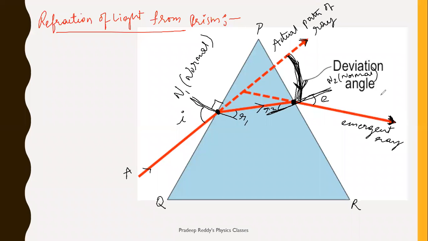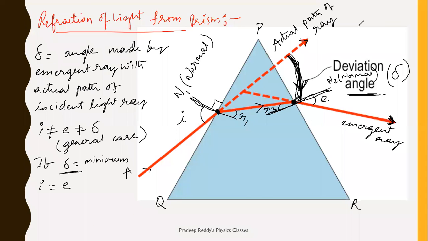This angle is nothing but the angle of deviation, usually denoted with delta. This is the symbol for delta. The angle made by the emergent ray with the actual path of the light ray is called as angle of deviation. So angle of deviation delta is the angle made by the emergent ray with the actual path of the incident light ray.